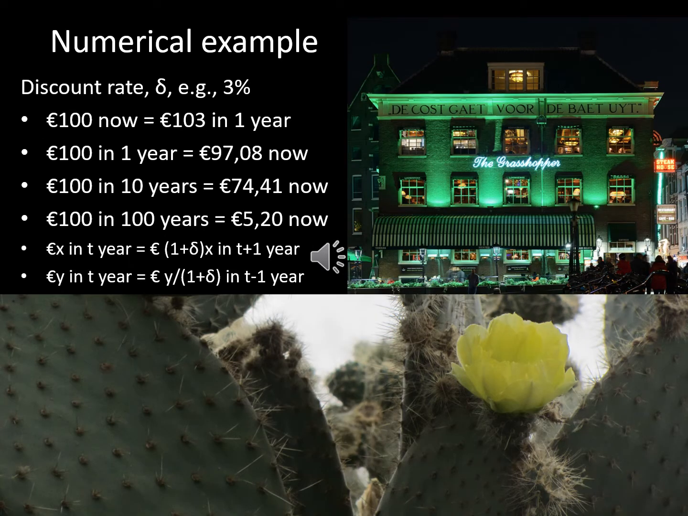A numerical example may help to illustrate the consequences of discounting. Assume that the discount rate is 3%. One would prevent €103 of damage in a year time as long as it would cost less than €100 today. Or similarly, €100 in damage in a year time is worth €97.08 in discounted damage today.